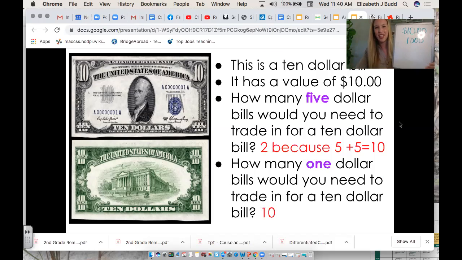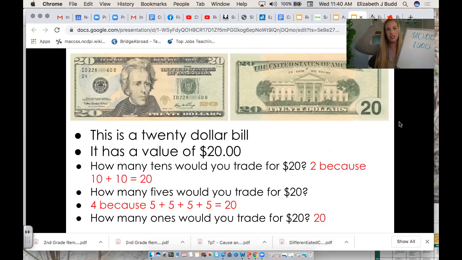Pretty crazy. All right, the last one we're going to talk about today is the $20 bill. This is probably the most common one. I feel like I always have $20 bills on me, but never anything else. I'm not sure why that is. But $20 bills, they are equal to $20.